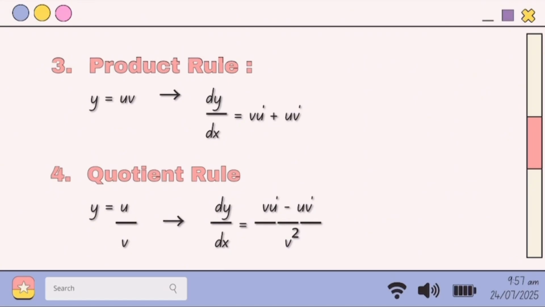Now, let's move on to the quotient rule. The rule is used when we have to differentiate a fraction, that is one function divided by another.